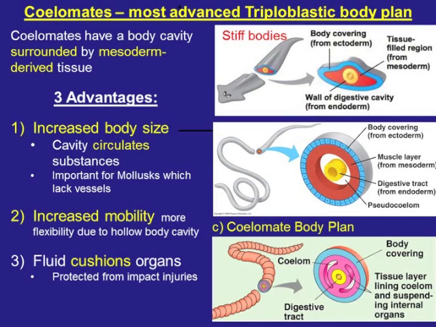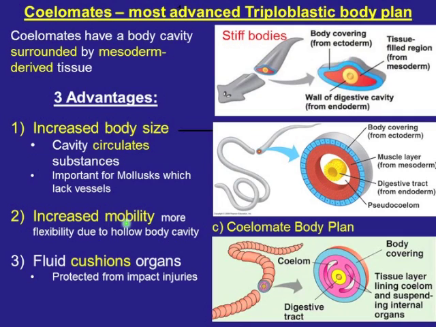Let's discuss what true coelomates are. The most advanced triploblastic body plan, meaning having 3 cell layers in development. Coelomates have a body cavity surrounded by a mesoderm, which is derived tissue. There are 3 advantages to this. 1, increased body size. The cavity circulates substances around. And an important thing for mollusks, which lack vessels, veins and arteries such as we do.